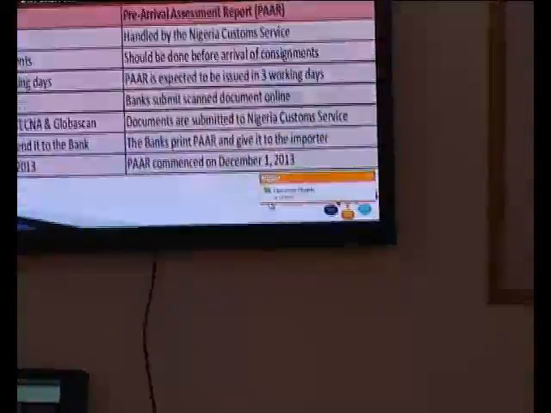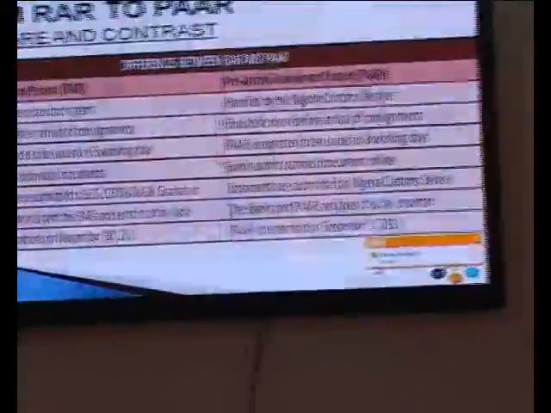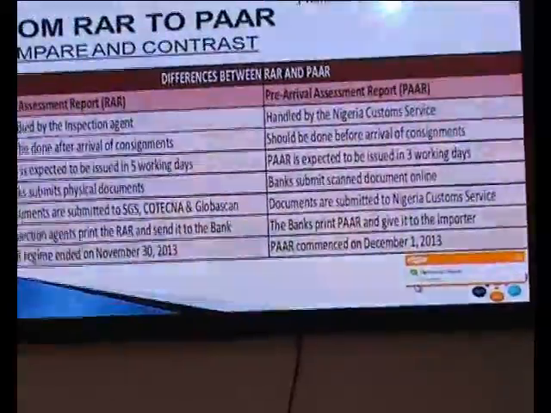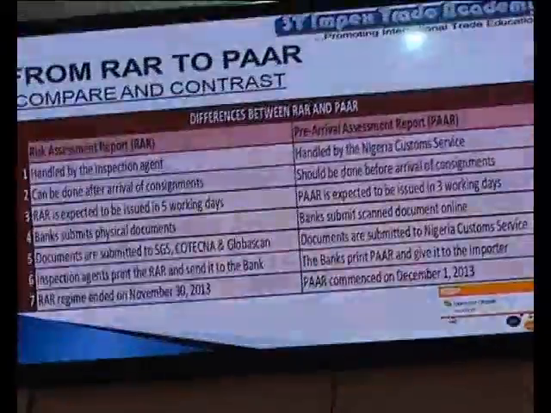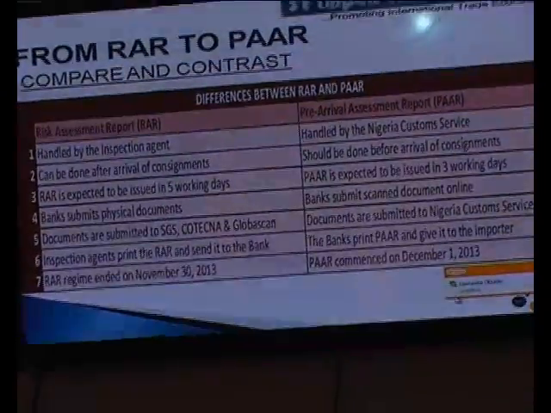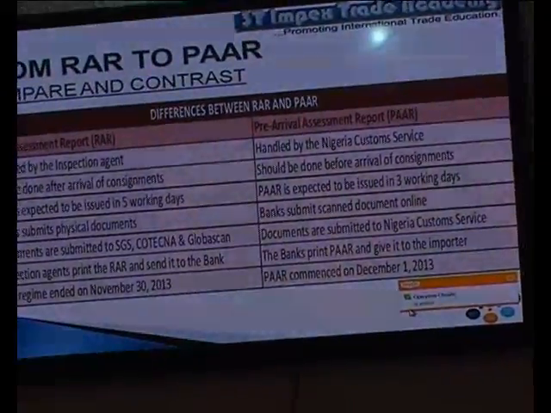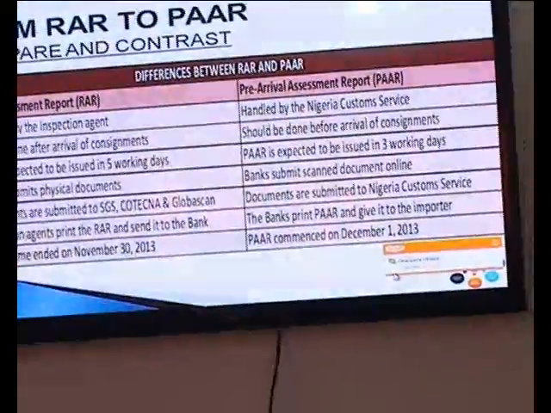RA can be done after arrival of consignment. PA should be done before arrival of consignment. RA is expected to be issued in 5 working days. PA is expected to be issued in 3 working days and 6 hours. Remember, 6 hours for a compliant trader.